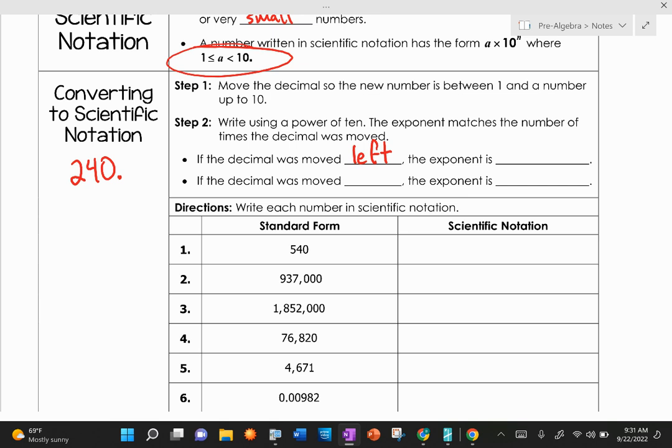To write this in scientific notation, I need the first number to be between the numbers 1 and 10. So I'm going to move this decimal 1, 2 points to the left. That's going to give me the number 2.4. Is 2.4 between 1 and 10? Hopefully we would all say yes. On a number line, 2.4 is between 1 and 10. How many times did we move the decimal? So you are times 10 to the second power. When we move the decimal to the left, is the exponent positive or negative? Positive.